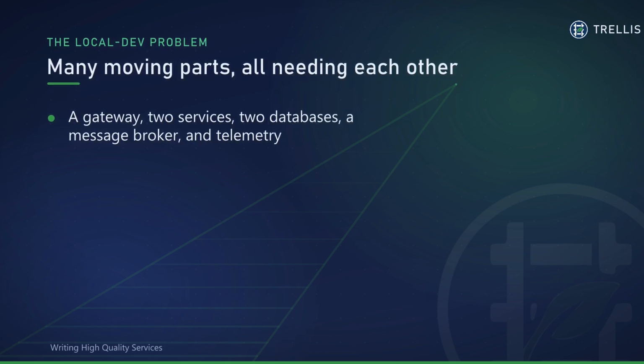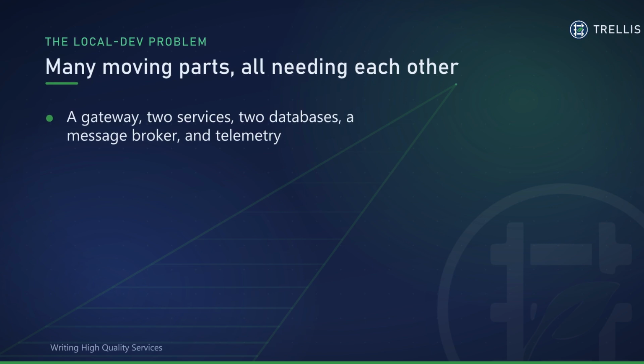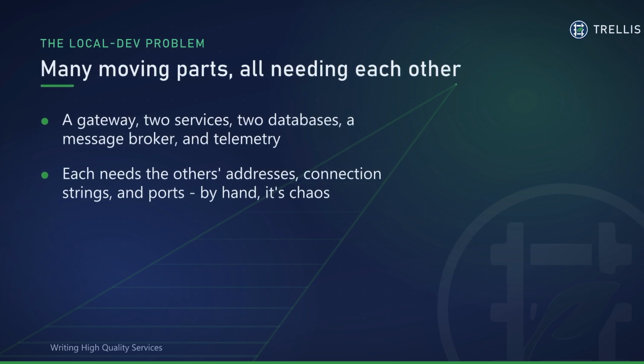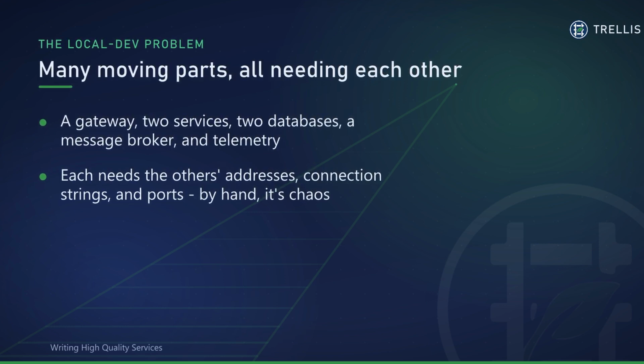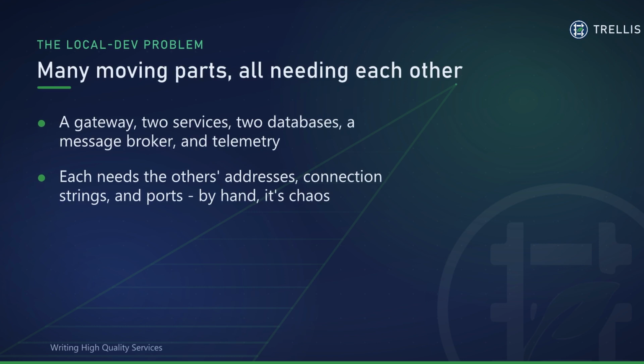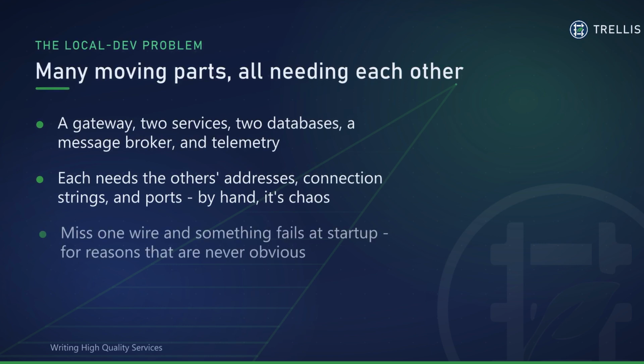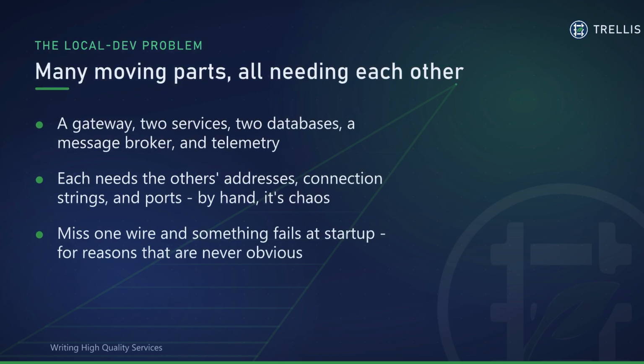The gateway needs the services' addresses. Each service needs its database's connection string. Everything needs the broker. Do that by hand, with config files and environment variables and juggled port numbers, and it's genuinely chaotic. Miss a single wire, and something fails at startup with an error that tells you nothing useful. Running a distributed system locally has always been the tax you pay for splitting it up.